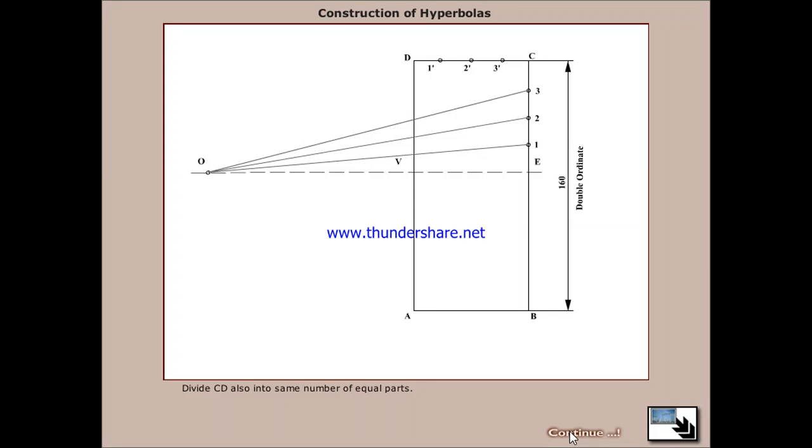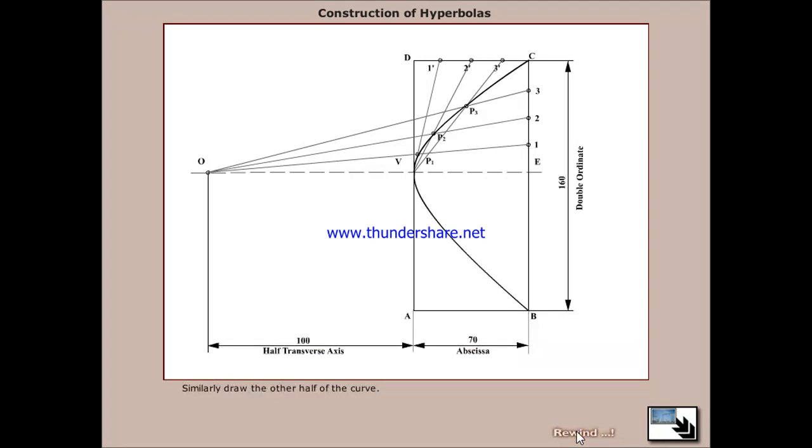Divide CD also into the same number of equal parts. Connect V1 dash, V2 dash and V3 dash. These lines will intersect O1, O2, O3 at P1, P2, P3, etc. Join V, P1, P2, P3 and so on by a smooth curve. Similarly, draw the other half of the curve.